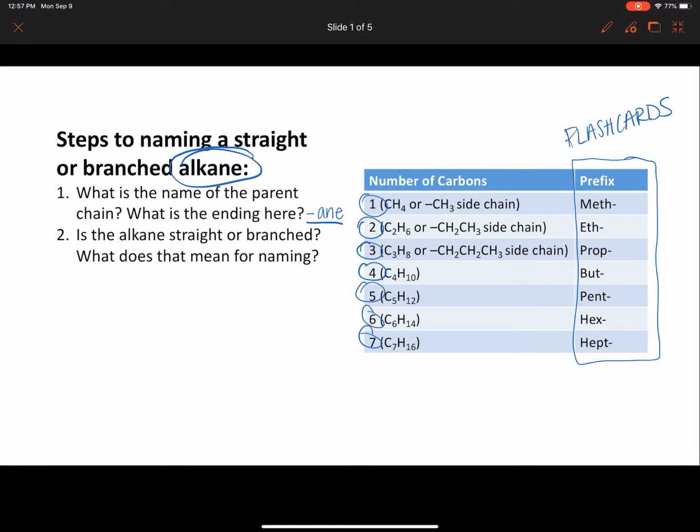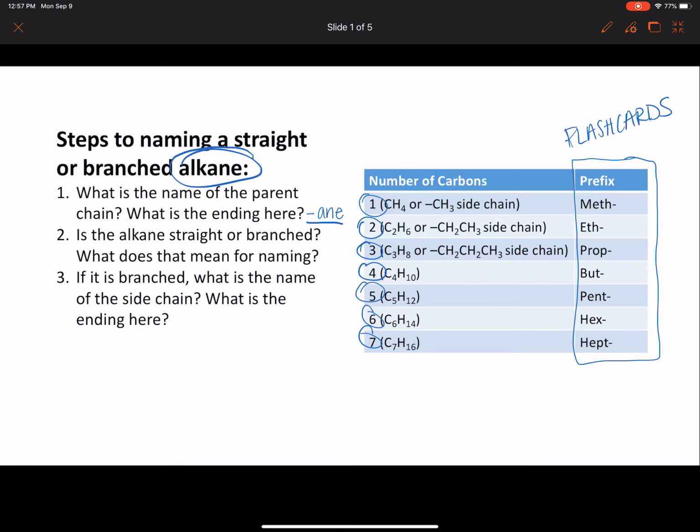Second question is going to be whether it is branched or straight. If it is straight, it has a simple nomenclature. If it's longer than 4 carbons and it's nice and straight, then we put an n. If it's branched, then we're going to have a different set of rules. Those rules are going to require us to know how many carbons are in the side chain. The number of carbons in the side chain are going to be associated with these same prefixes.